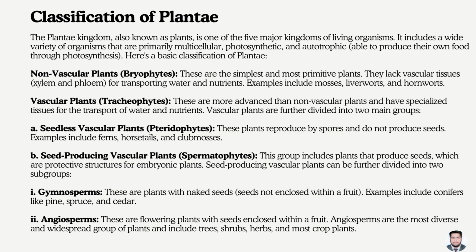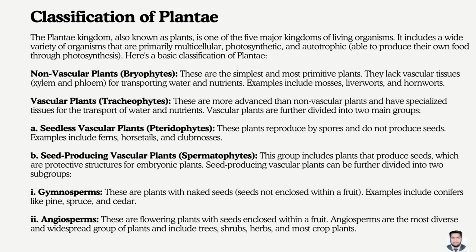Vascular plants. These are more advanced than non-vascular plants and have specialized tissues for the transport of water and nutrients. Vascular plants are further divided into two main groups. Seedless vascular plants. These plants reproduce by spores and do not produce seeds. Examples include ferns, horsetails, and clubmosses.